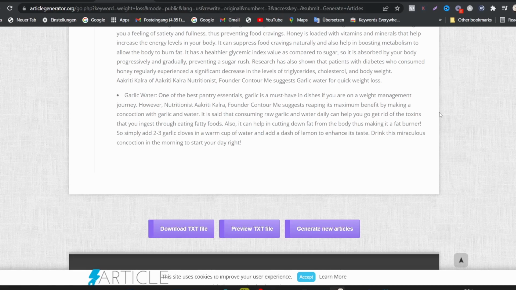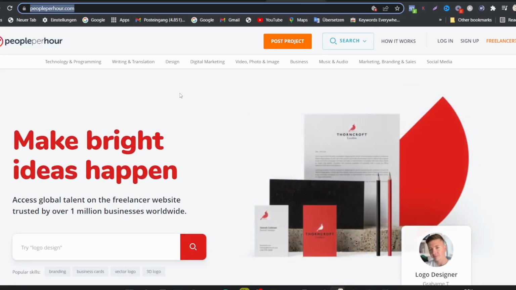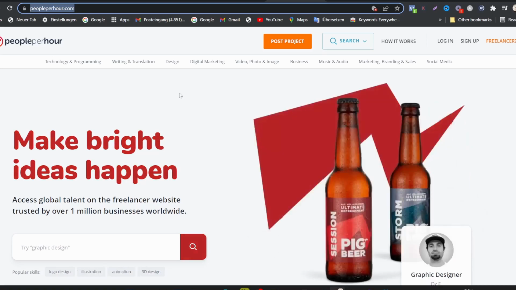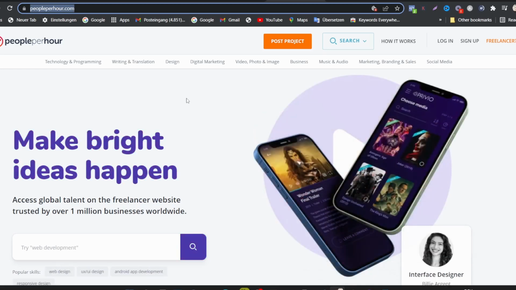So now we want to go to the first platform, which is PeoplePerHour. We are not going to be selling anything on the PeoplePerHour platform because it obviously takes more hard work to start making money by selling these articles there, because you have to be trusted. You have to have 5 stars or 4 stars, or starting from 3 stars, before you can start getting sales.